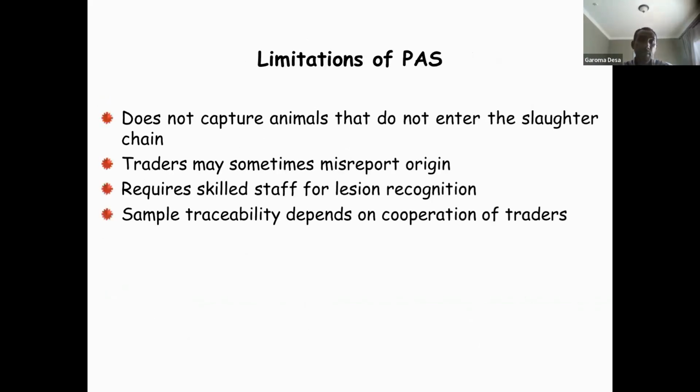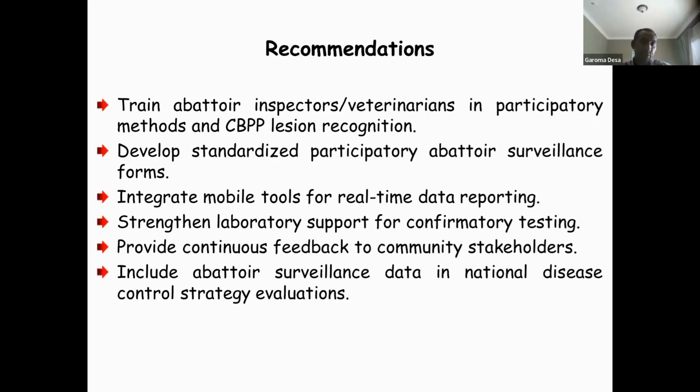Limitations. It does not capture animals that do not enter the slaughter chain. Traders may sometimes misreport the origin if they have no experience in such things. It also requires skilled staff for lesion recognition in the abattoir, the CBPP lesion recognition. Some traceability depends on the cooperation of traders. If there are no traders with us, we will miss tracing the sample or the origin of the animal. As a recommendation, these are a lot of recommendations.